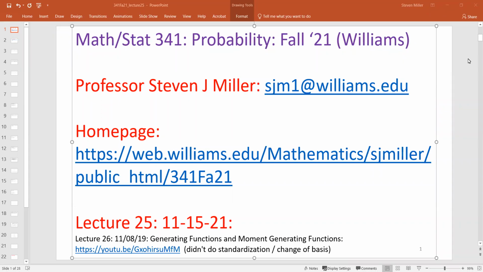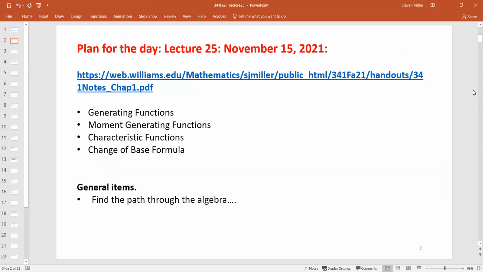This is lecture 25. And what we're going to do today is continue with generating functions, moment generating functions, and the like. I want to talk a little bit about the differences between generating functions, moment generating functions, and characteristic functions. They're all closely related to each other. It all comes down to trying to find the right path through the algebra. And that's not surprisingly the theme for today.